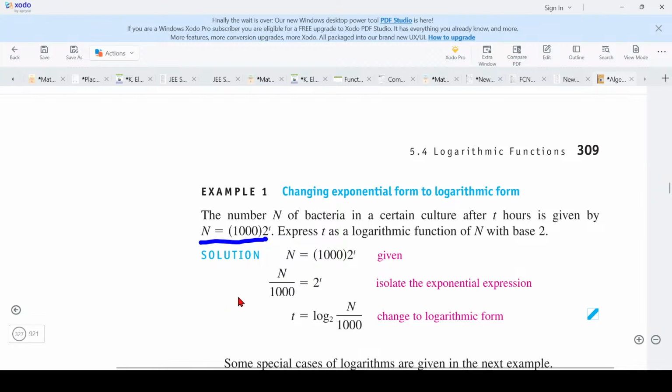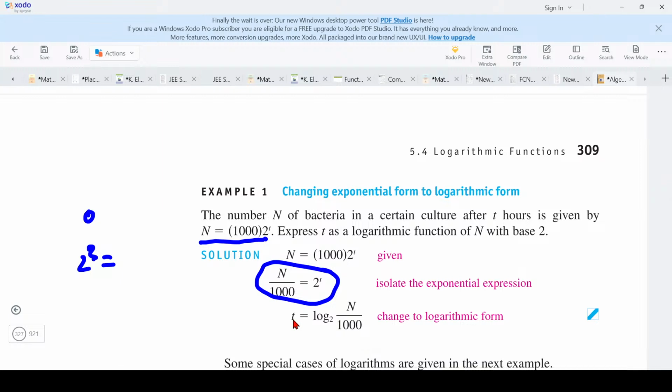One second, sir. Be careful. If you want, you can write. Can you repeat the question? This one you have to express in terms of logarithms. So will it be log n by 1000 to the base 2 equal to t? Very good, excellent. Log n by 1000 to the base 2 equals t.